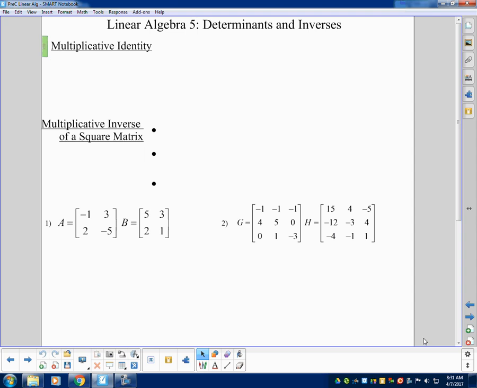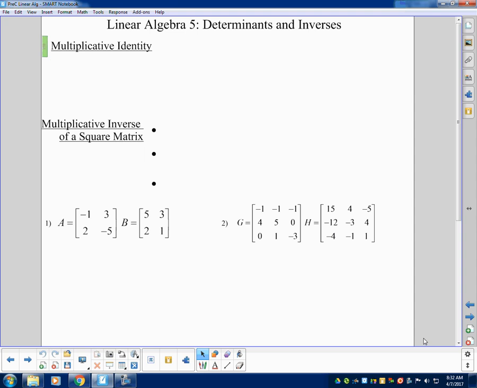So multiplicative identity. Do you guys know what is the multiplicative identity for the real numbers? You know, there's a specific number that is known as the multiplicative identity. Yes, it is 1. Because what makes it the identity? When you multiply something by 1, it's the same, right? So that's what makes it.